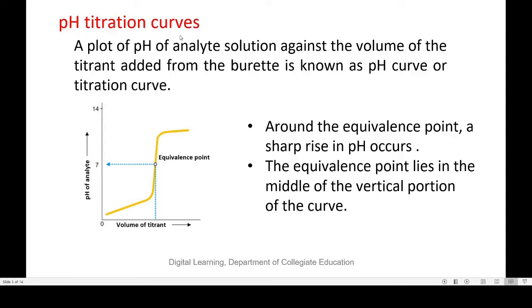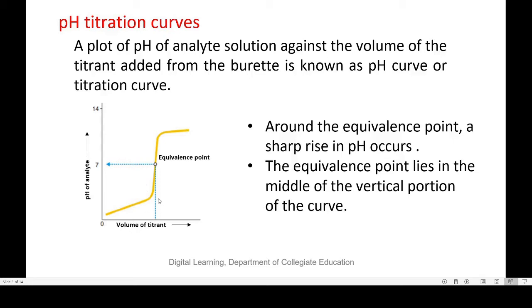While doing titration, we will prepare a solution in a conical flask known as analyte solution. This solution is titrated against another solution taken in the burette known as titrant. Now, after each addition of titrant to the analyte, if we determine the pH of the mixture and plot pH on the y-axis and volume of titrant on the x-axis, we will get a curve like this. This curve is known as pH titration curve.